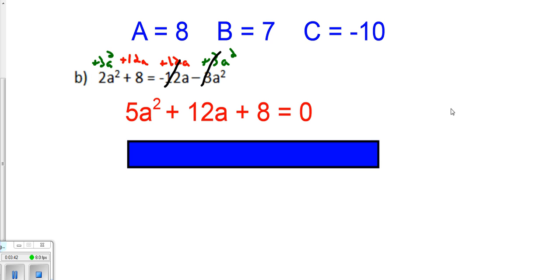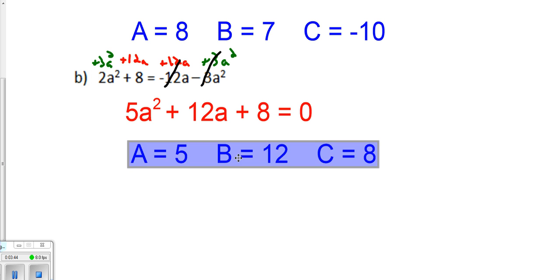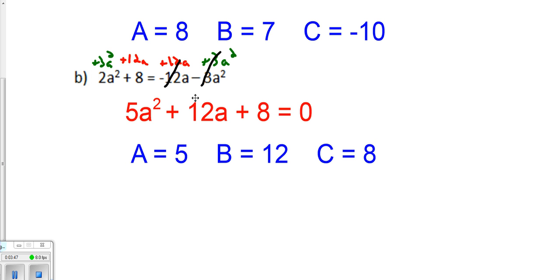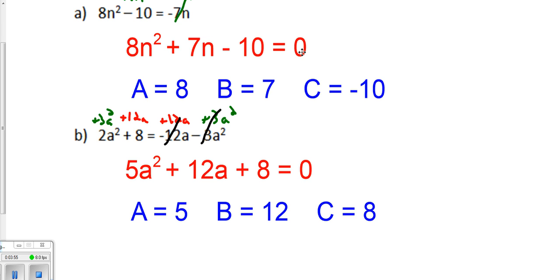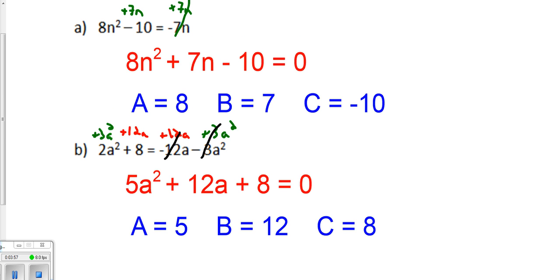Now that we have it set like this, our a value is this first one, 5. Our b value is this second one, positive 12. And our c value is this third one, positive 8. A, b, and c, you can only find them after you've set it into standard form.